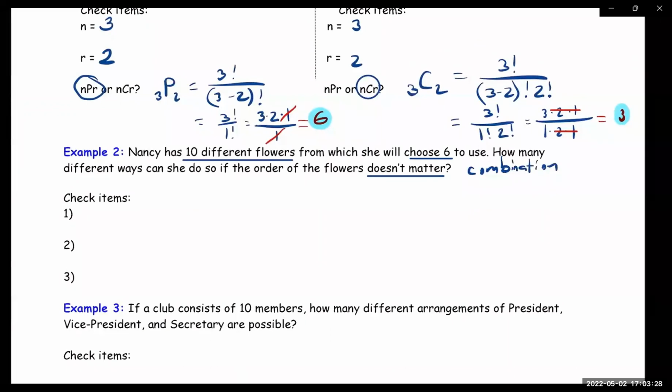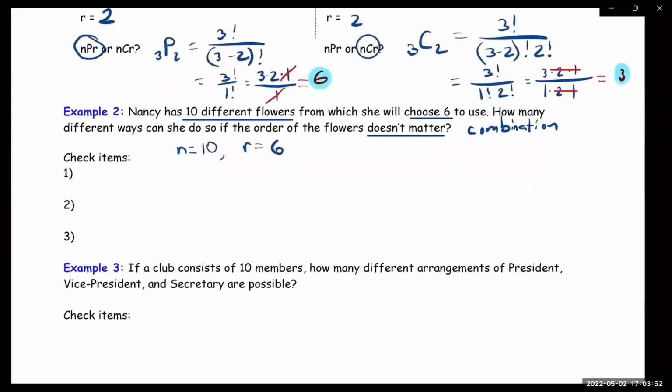All right, and then ask yourself, what is N? How many different flowers are we choosing from? 10. And then R is how many flowers we're actually choosing, which is 6. It's always going to be the bigger number is N, the smaller number is R. So that's just the easy way to remember. So we got N equals 10, R equals 6. 10 choose 6 is our problem that we need to find.